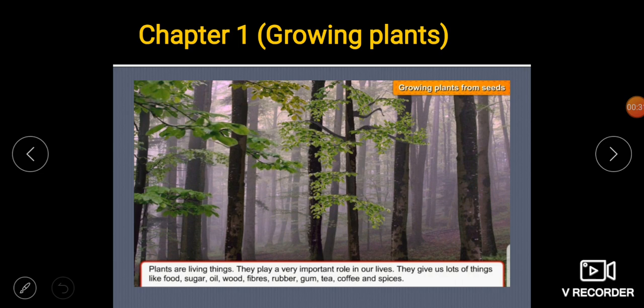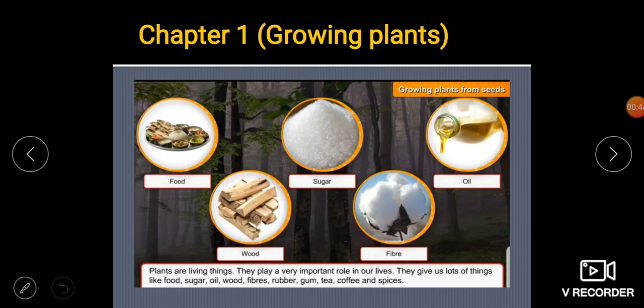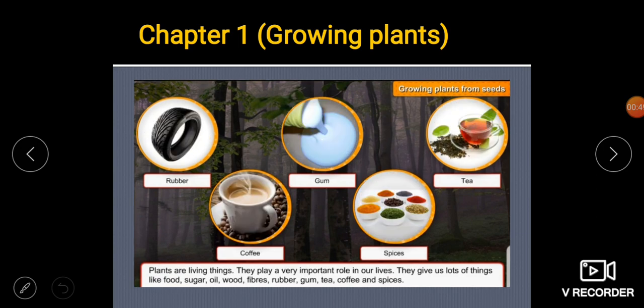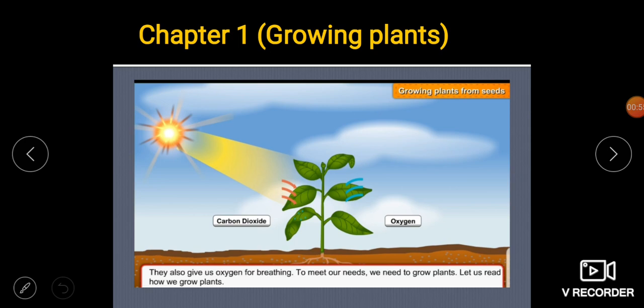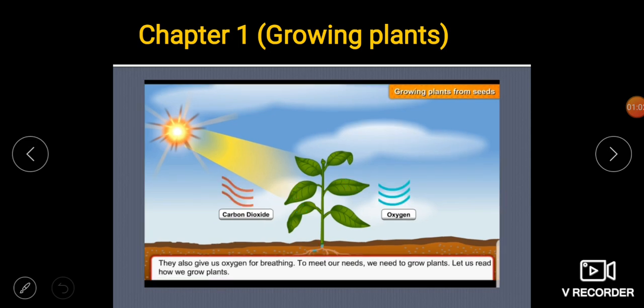There are different things which we obtain from the plants. Plants are kind of living things. They play a very important role in our lives. They give us lots of things like food, sugar, oil, wood, fiber, rubber, gum, tea, coffee, and spices. They also give us oxygen for breathing, so to meet our needs, we need to grow the plants.